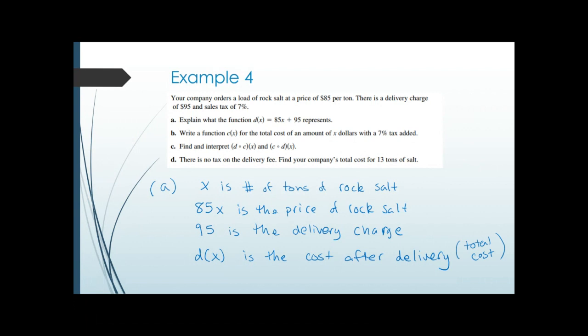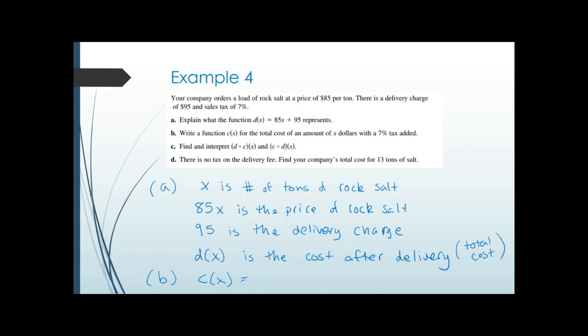Part B says write a function c of x for the total cost of an amount of x dollars with 7% added. So I'm going to squeeze this in. So we're writing c of x. In this case, x is not the tons of rock salt. It's telling us x is the amount of dollars. So our input is something else, but we're using the same variable. That is fine, as long as you know what the variable means.